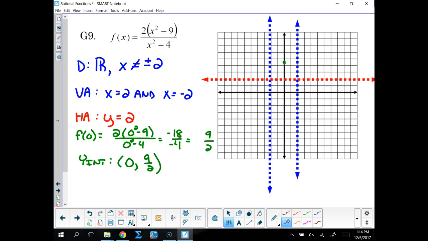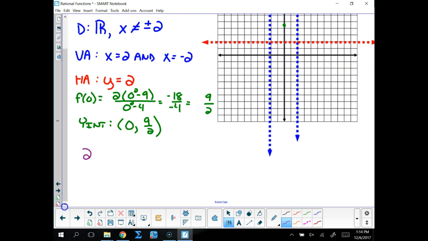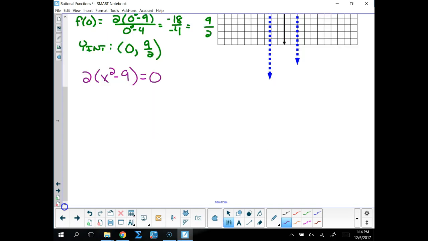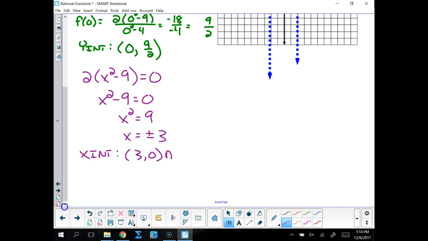X-intercepts. Set the numerator equal to 0. Right?